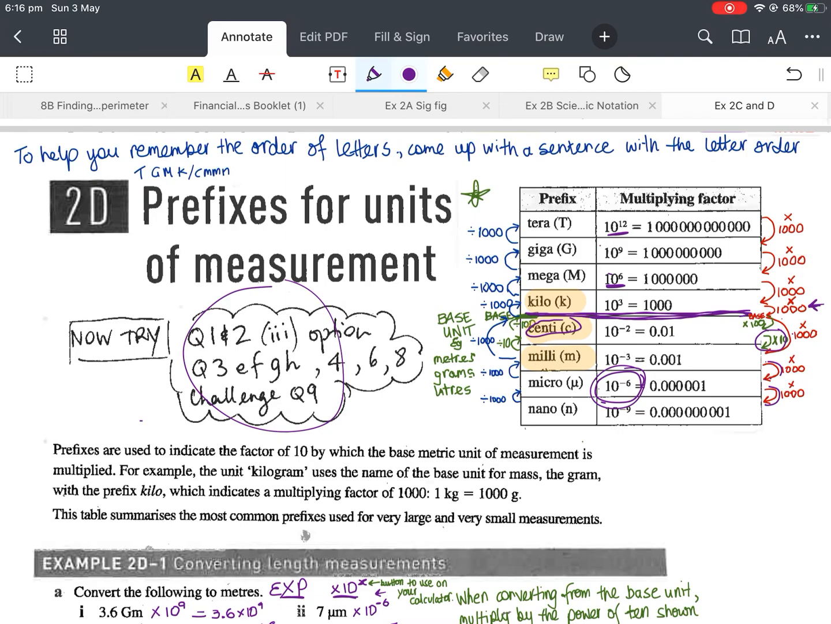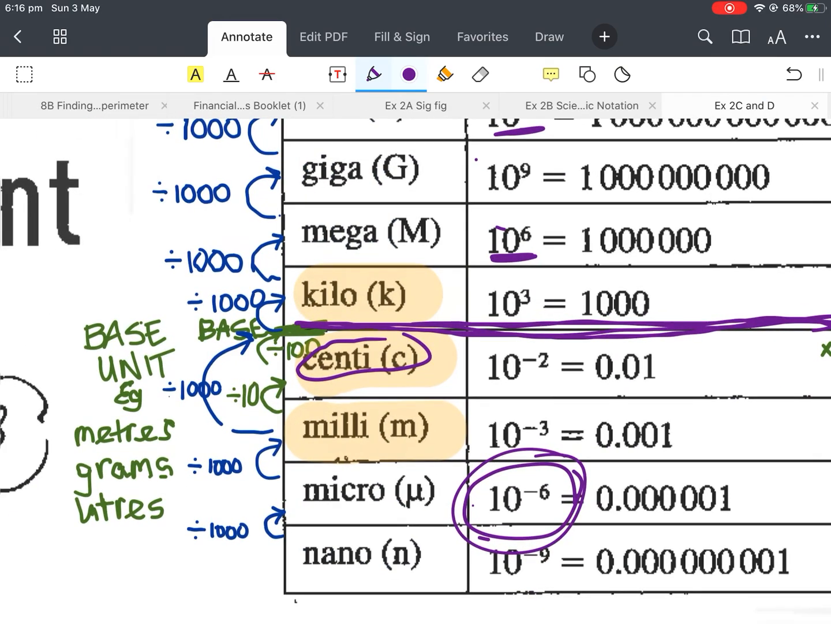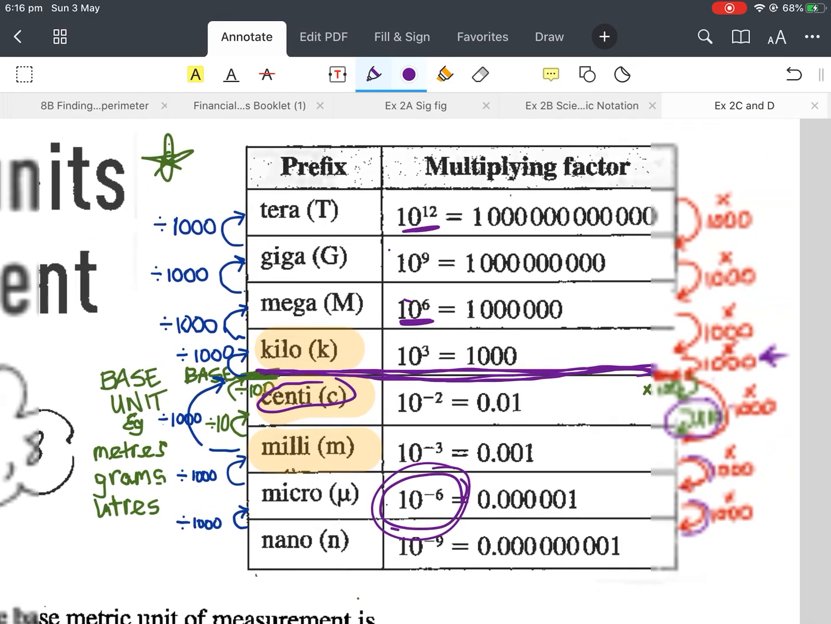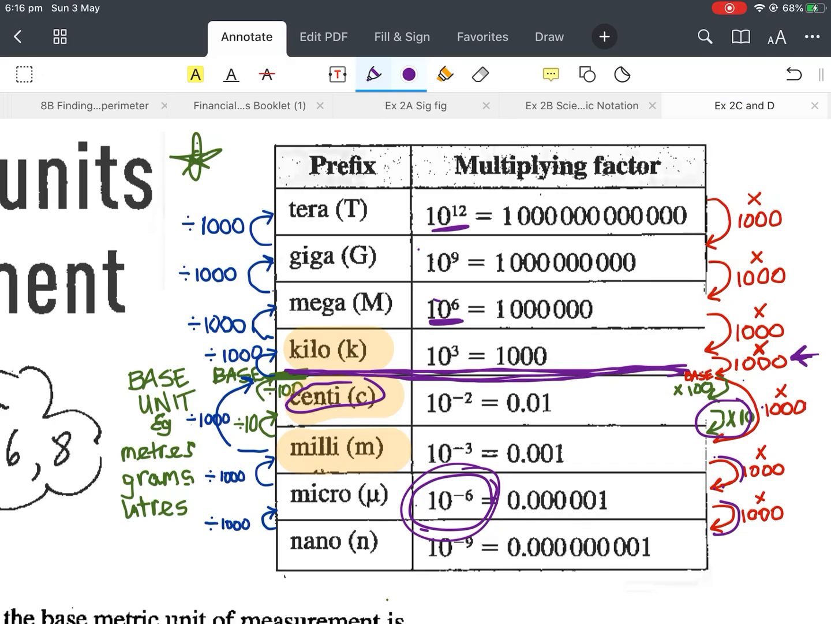So hopefully you notice that the names in yellow are ones that you are already familiar with: kilo, centi, milli. Now I've created on the side of this table a little jumpy diagram to help you in your conversions. If you like to use the way that they do in the textbook, by all means use their way. So here we go. Let me just get rid of a few of these things.